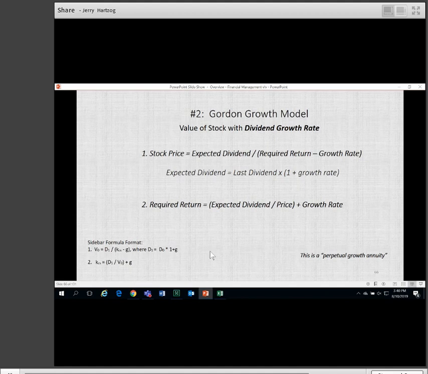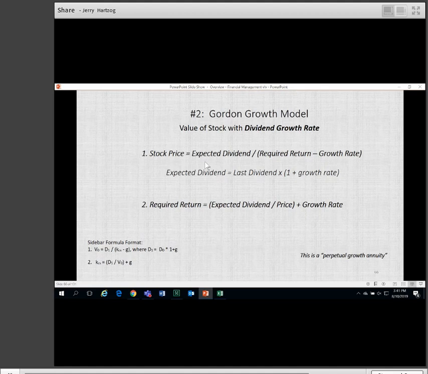Now, in the lower left-hand corner are the sidebar formulas. And unfortunately, that's exactly what you get. They don't define what the letters are. They don't define what the subscripts mean. So you'd have to just memorize all that. Well, I would recommend while you're memorizing, let's just memorize the words. The words are a lot easier to remember than a bunch of letters and subscripts.